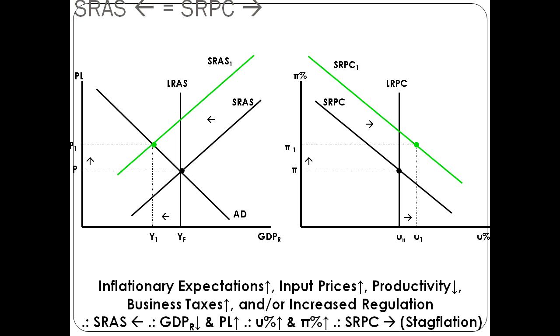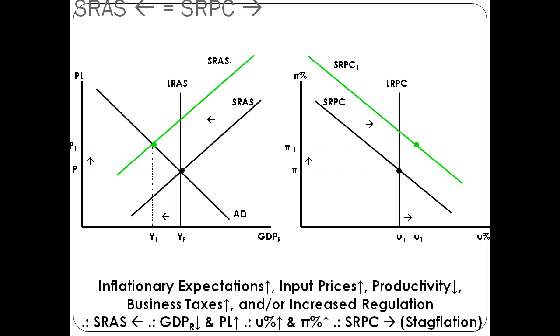So, increase in inflationary expectations, increase in input prices, drop in productivity, business taxes up, increased regulation. This is going to imply that the short run aggregate supply curve is going to shift to the left, which implies that real GDP is going to fall and the price level is going to go up, which implies that the unemployment rate goes up and the inflation rate is also going to go up.